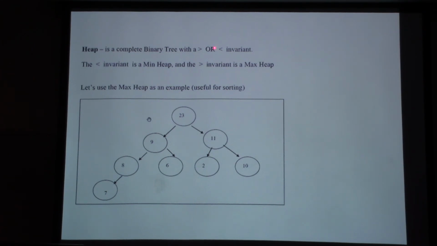Now, if we flip the invariant from greater than to less than, then we would have the smallest value on top, and the values would be bigger as we go down. Both children would be bigger than me. That's called a min invariant. But in this case, we have a max invariant. So if we have no duplicates, we will have the biggest value in the top. Or if we have duplicates, we'll have one of the biggest values in the top. Right?